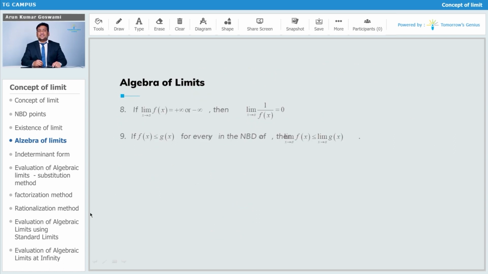Let's see guys the next algebraic property of limits. Now what we have here is limit x tends to a f of x. If it is positive or negative infinity, then we can say that limit x tends to a 1 by f of x is equal to 0. Okay, it is very simple. Whenever any function has a limit and when we substitute the limit there we get positive infinity or negative infinity, we can write a reciprocal of that. It means limit x tends to a 1 by f of x is equal to 0, as I have written here.